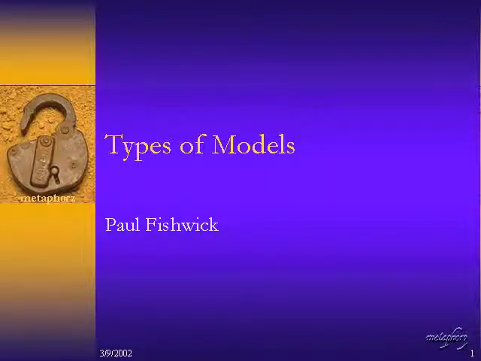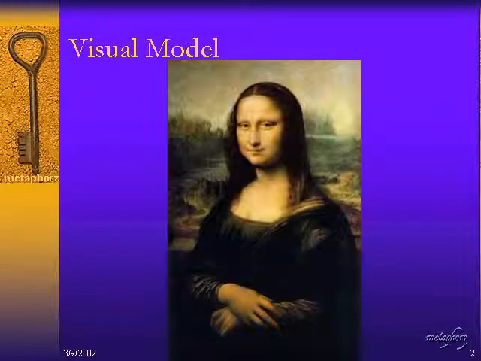Types of models. There are many types of models of subjects and objects. For instance, let's take a look at what we call a visual model, the Mona Lisa. Since we've got models of subjects and objects, let the subject of the models that we may create be the wife of a nobleman of Florence.